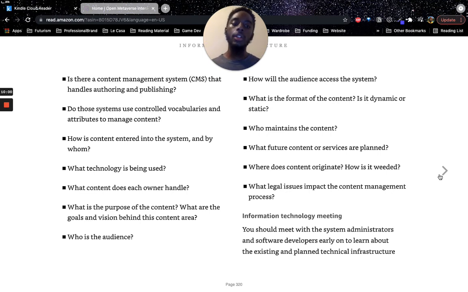What is the format of the content? Is it dynamic or static? Who maintains the content? What future content or services are planned? Where does content originate? How is it weeded? What legal issues impact the content management process?